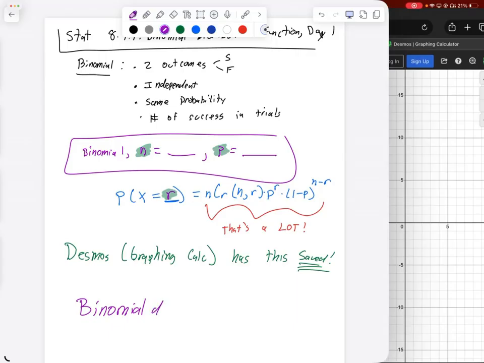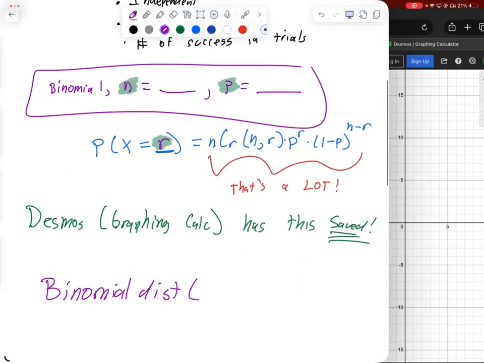So it's binomial DIST, which stands for distribution. You're saying, hey, Desmos calculator, use the binomial distribution. What that means is it's going to use this formula behind the scenes. You have to tell it what is n, comma, and what is p.